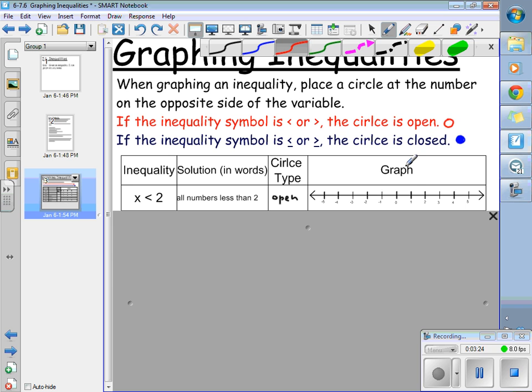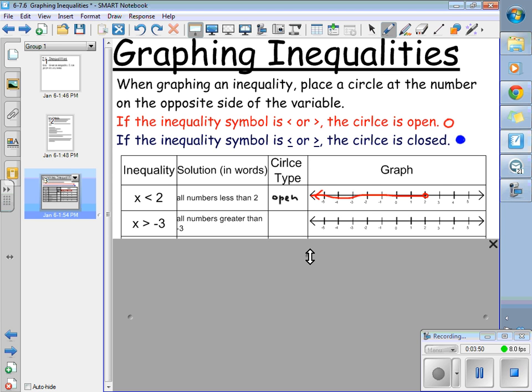It's open because it excludes the number 2. So I'm going to do an open circle, and it's all numbers less than 2. So my line just goes this way. Oh, terrible line. Sorry, but you guys get the idea. My arrow continues onward in that direction.